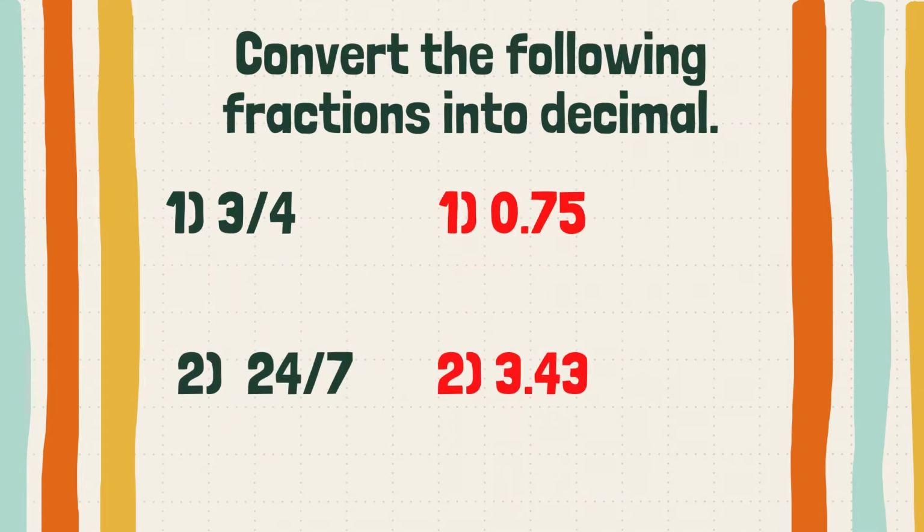The next activity will be your assignment. So I have written here the answer. Number 1, 3 over 4 is equivalent to 0.75. And number 2, 24 over 7 is equal to 3.43. So you are going to show your solution to your teacher, okay? Write your solutions on your answer sheets or paper, and then submit it to your teacher.